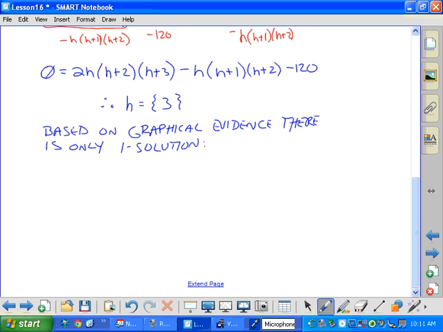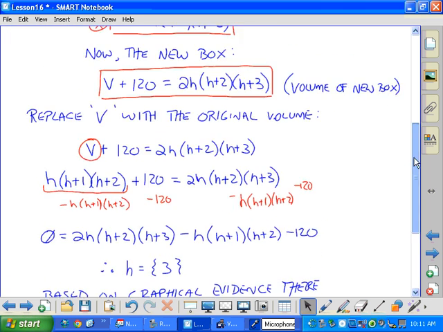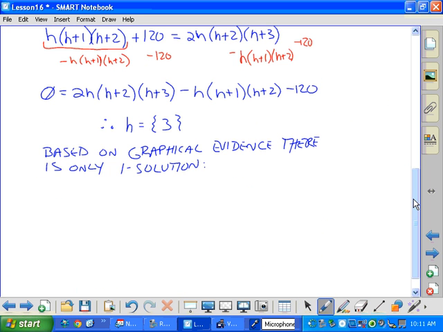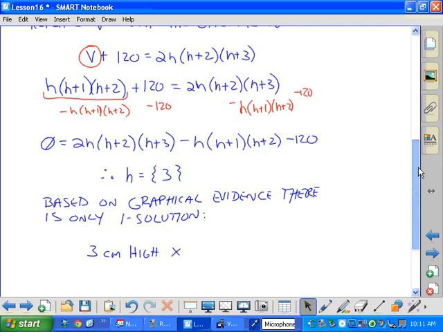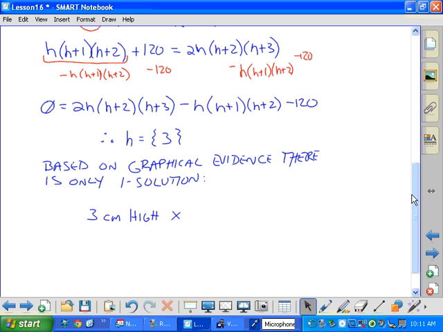We're looking for the dimensions of the original box. So you go back to the let statements. The let statements tell you what everything is. Okay, this is how you figure it out. So h is height, so it's 3 centimeters high by, if I move up, again, h + 1 is the width. So 4 centimeters wide by 5 centimeters long. So I'm just using the let statements to help me out. So that's the only possible solution for this scenario. All right, so there we go.